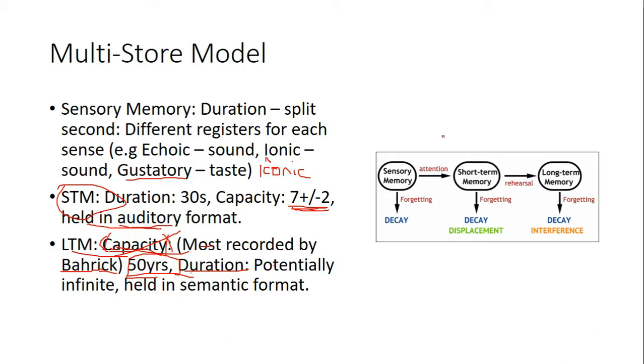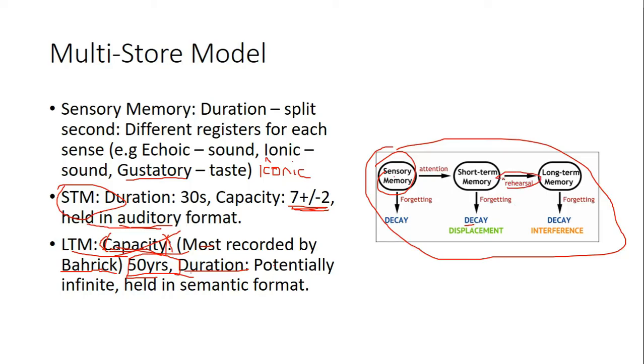Okay, so what does this diagram here mean? So basically, when you have sensory memory, which is the one that lasts for about a quarter of a second, then if you don't pay attention to it, it just decays. If you pay attention to something in sensory memory, then it goes into short-term memory, and it can either decay or it can be displaced. Because there's a limited capacity in short-term memory, if you notice something else, then that might displace another piece of information and just shove it out of the way, basically. So that's what displacement is.